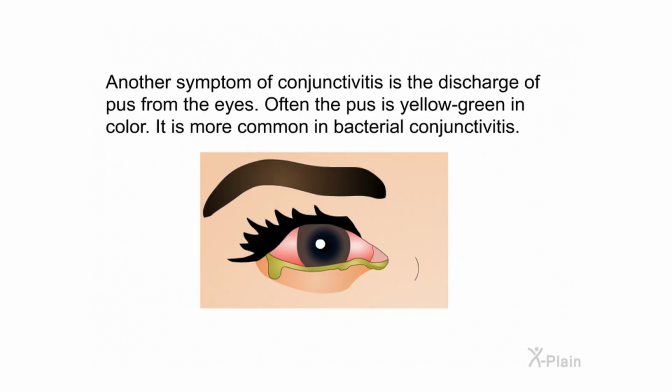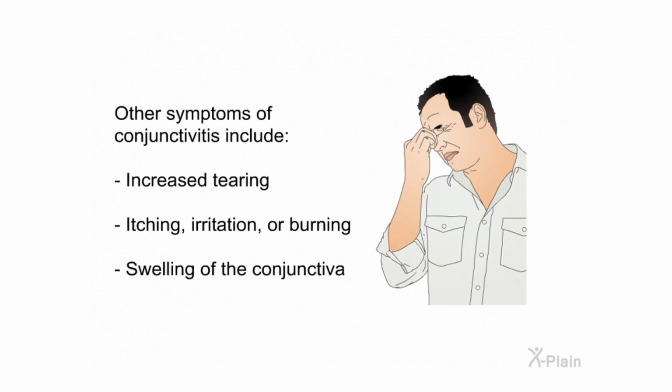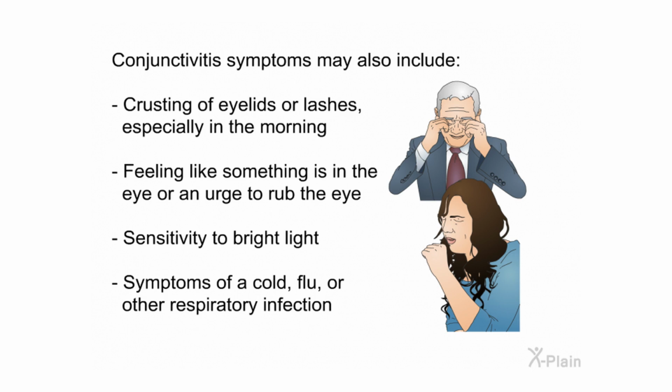Another symptom of conjunctivitis is the discharge of pus from the eyes. Often the pus is yellow-green in color. It is more common in bacterial conjunctivitis. Other symptoms of conjunctivitis include increased tearing, itching, irritation, or burning, swelling of the conjunctiva. Conjunctivitis symptoms may also include crusting of eyelids or lashes, especially in the morning, feeling like something is in the eye or an urge to rub the eye, sensitivity to bright light, symptoms of a cold, flu, or other respiratory infection.